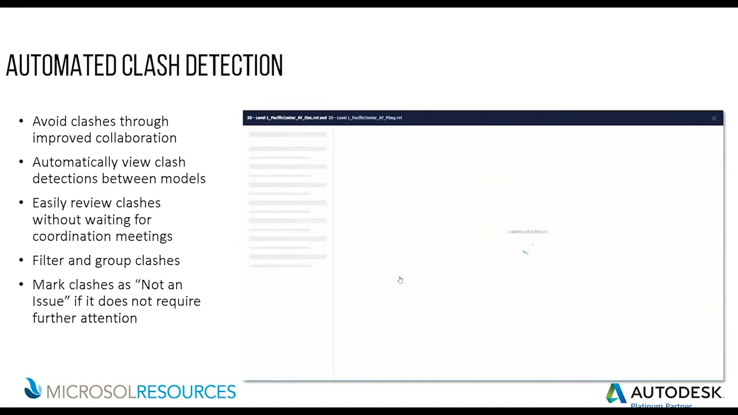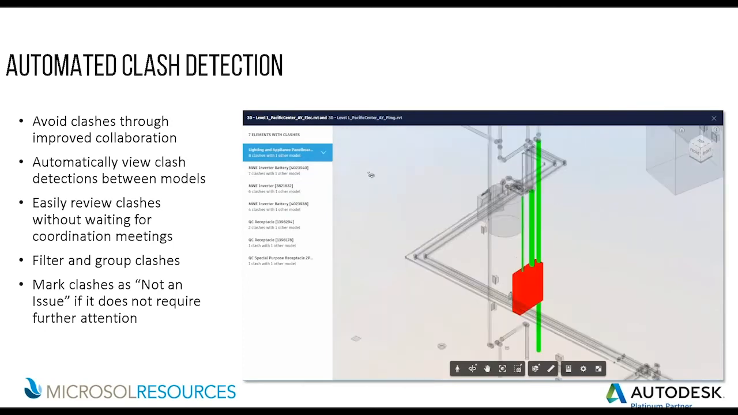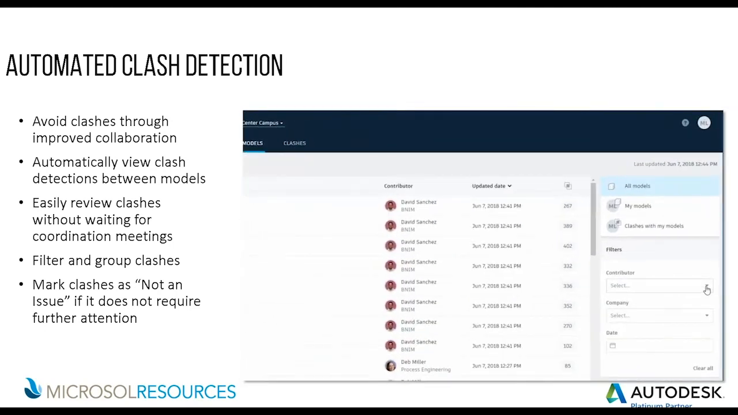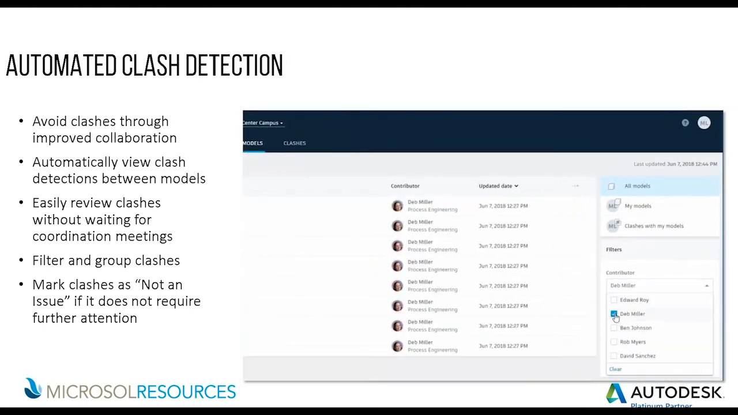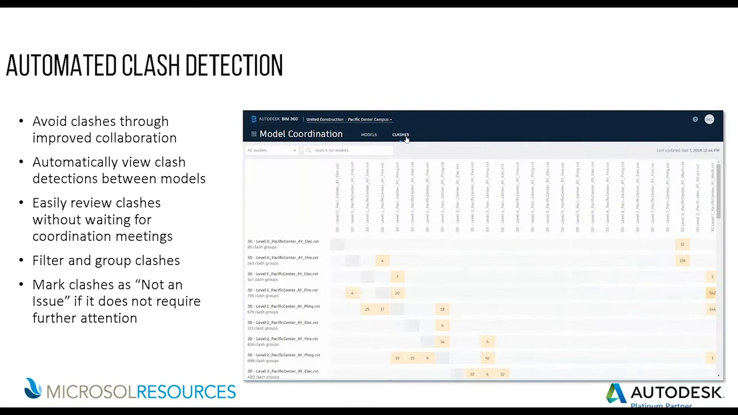Once a coordination space and folders have been created, models simply need to be dropped into the specified folders. Once the models are detected by model coordination, they are clashed in the cloud. After all of the clashes have been detected, they are presented in a way that is quick and easy to review and assign. If a clash is deemed as acceptable, such as a typical wall or floor penetration, then it can be marked as not an issue.